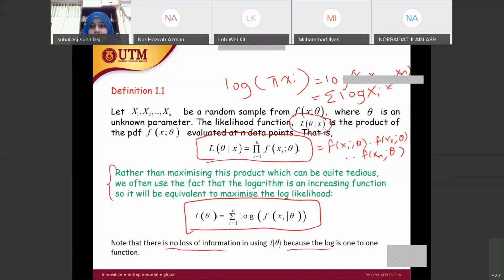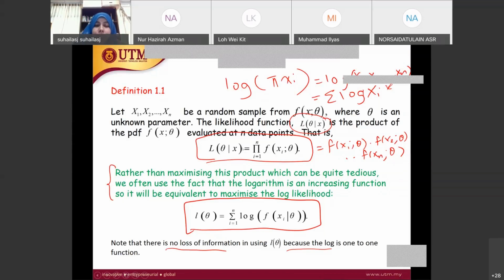So if we refer to the first definition, we will have a likelihood function. The likelihood function we denote as L(theta | x). It means that it's the product of f(xi, theta). So we will have f(x1, theta) times f(x2, theta) until we have f(xn, theta). So that is your likelihood. So we will maximize the likelihood function.